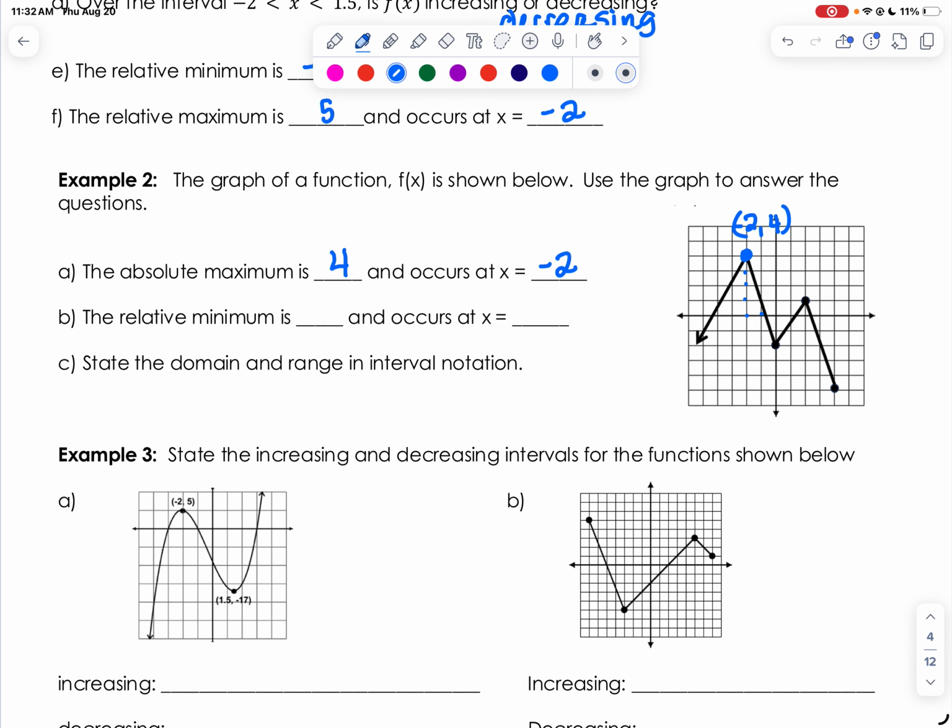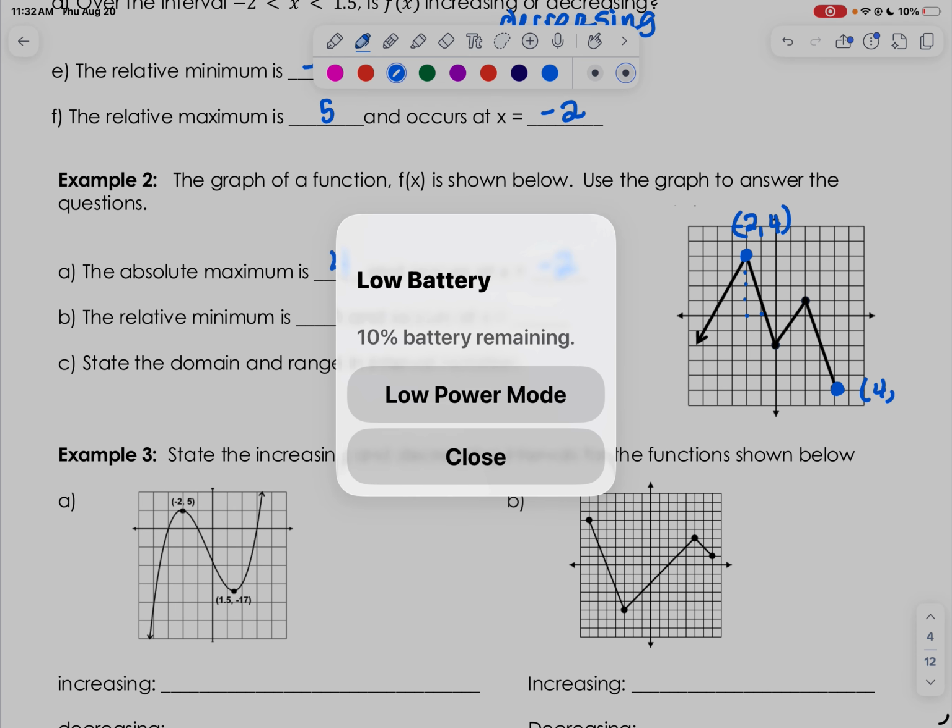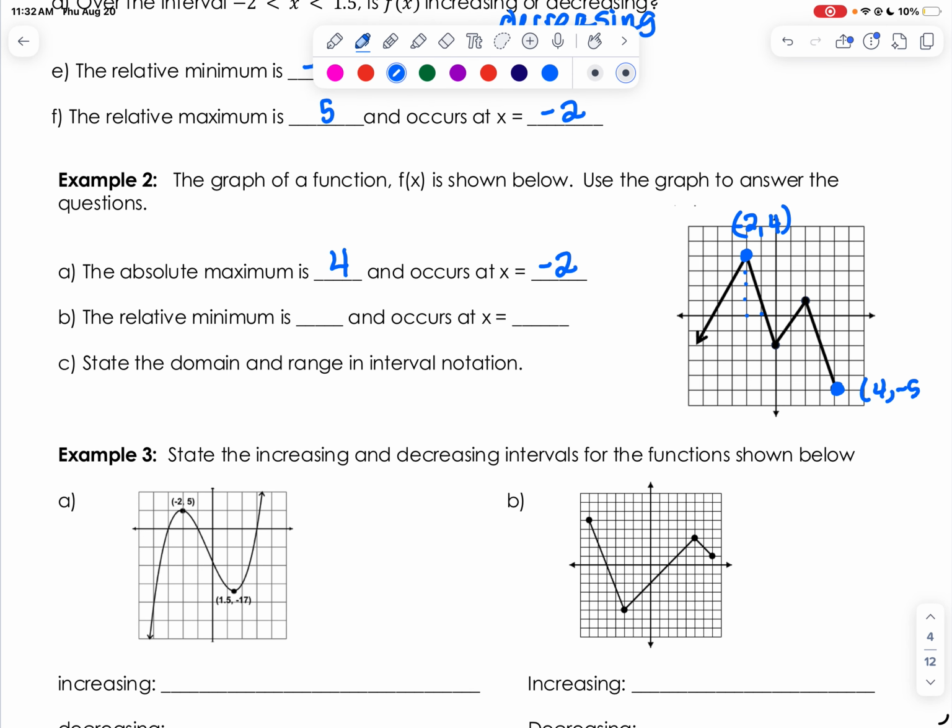The relative minimum of the graph is right here, 1, 2, 3, 4, and this is the point (4, -5), 1, 2, 3, 4, 5. So the relative minimum is -5, and it occurs at x equals 4.